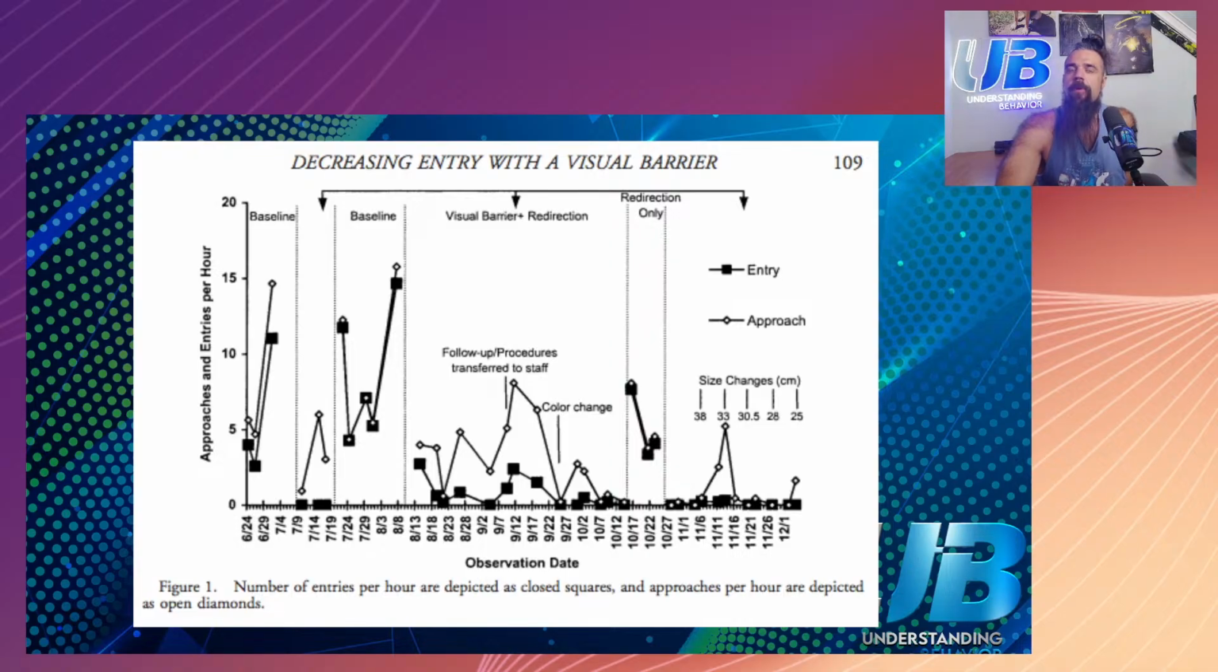So again, we're looking at this graph right now. What kind of experimental design do we have? Is it withdrawal design? Withdrawal reversal? Is it an alternating treatments, or is it both? And we're looking for those rationales on this one.